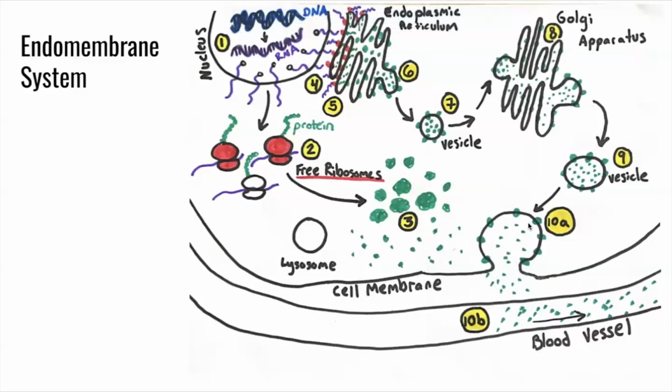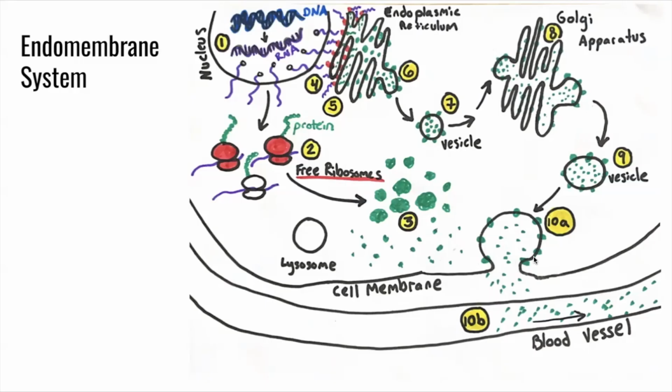Step 10 is going to be where the vesicle merges with the cell membrane. And I've divided step 10 into 2 parts, A and B. Step 10 is going to be where, 1, the membrane proteins, the proteins that are embedded in the cell membrane, stay in the cell membrane, and then they can complete their function.